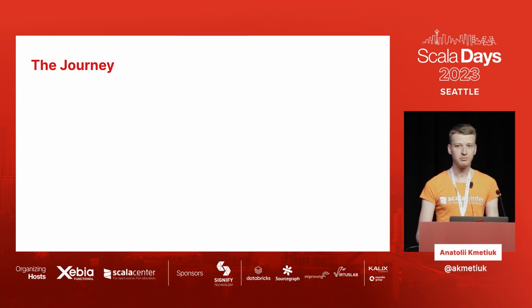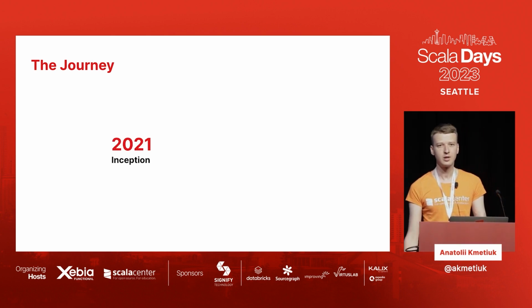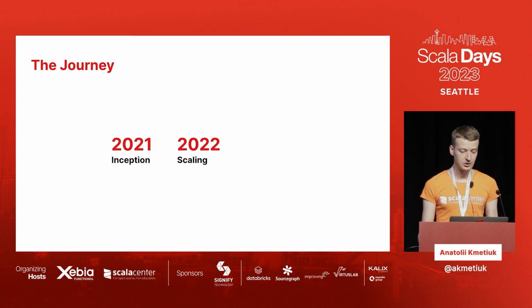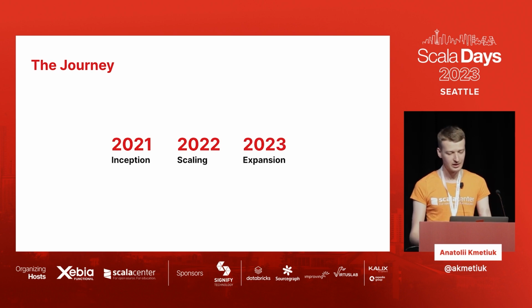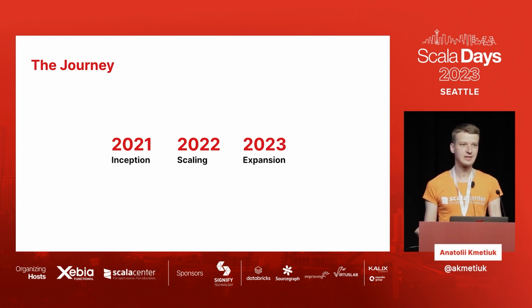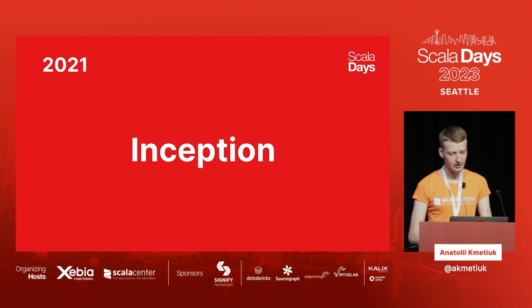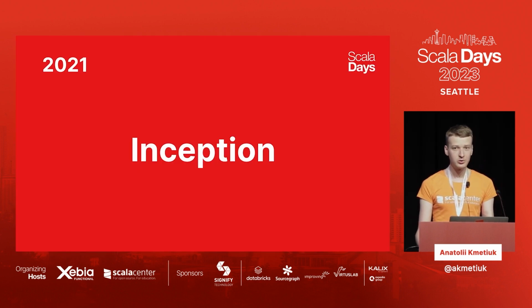The journey separates into 3 distinctive periods. The inception was in summer 2021. Then 2022, I call the period of scaling, though it was more a period of experimentation, I should say. It's less scaling, more experimentation, one aspect of which was trying to scale it. And finally, 2023 is stabilization and expansion, expansion as in moving to other projects than the compiler. So let's see how it went.